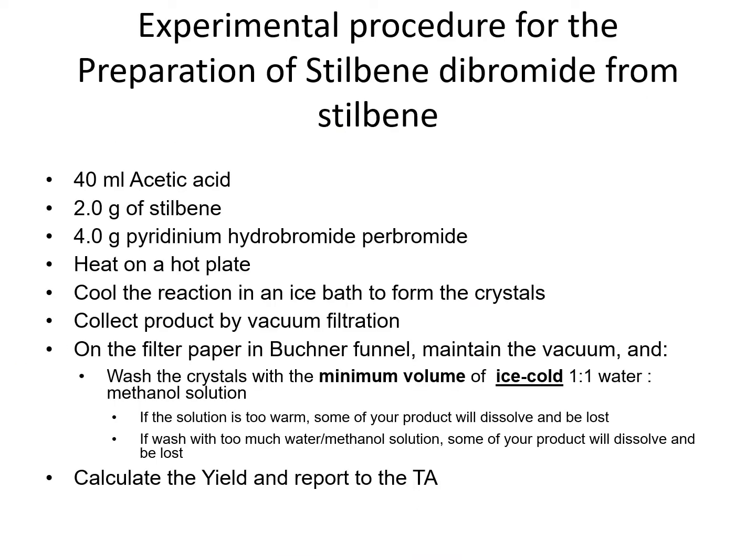Well, in the actual experiment, we'll be using acetic acid, about 40 ml, and then we will be using 2 grams of stilbene and 4 grams of pyridinium hydrobromide perbromide. And then you can heat this on a hot plate. Better to use Erlenmeyer flasks than a beaker to just be safe.